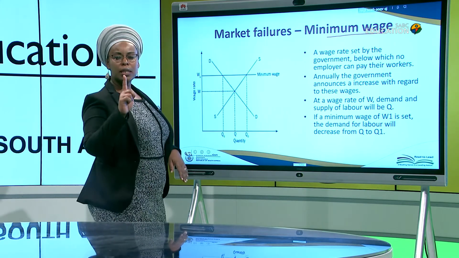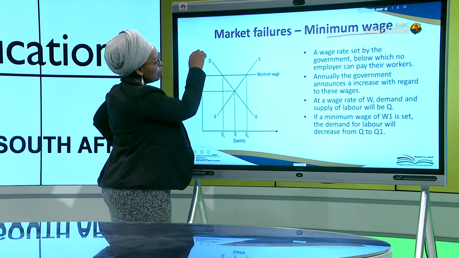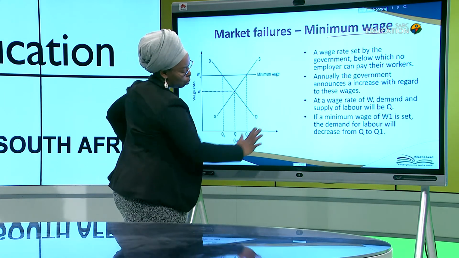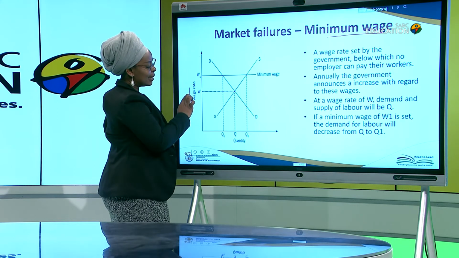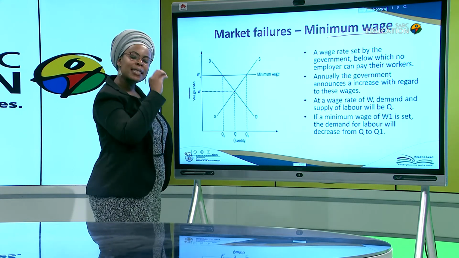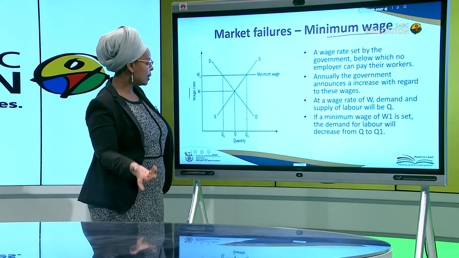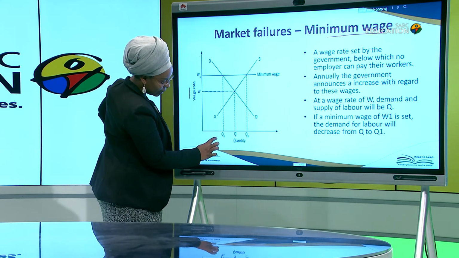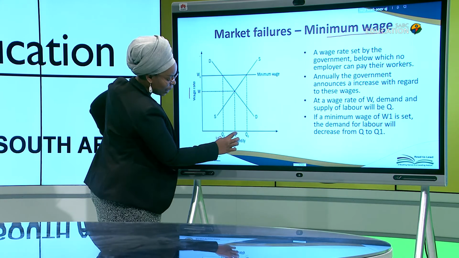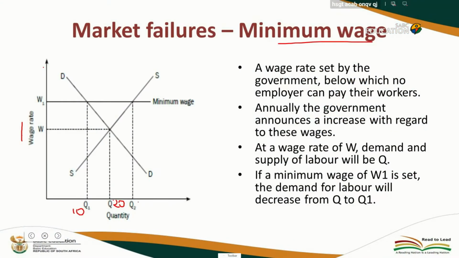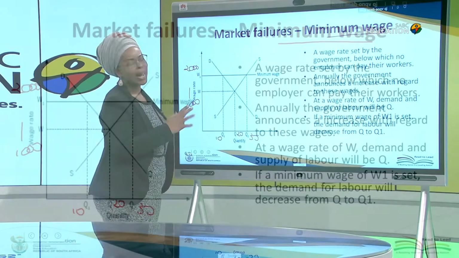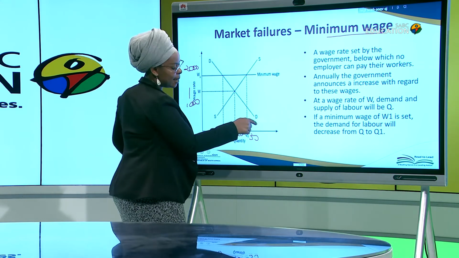You know how to draw your demand and supply curve. The vertical axis will be your wage rate, don't write price, and then the horizontal axis will be quantity. Let's say this quantity is 10,000, 20, 30, and then this wage rate is 1,000, and then wage 1 is 2,000.